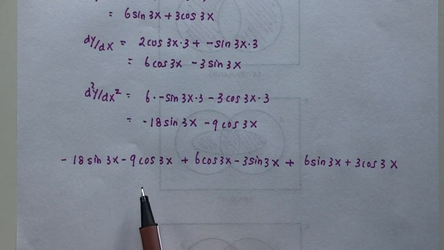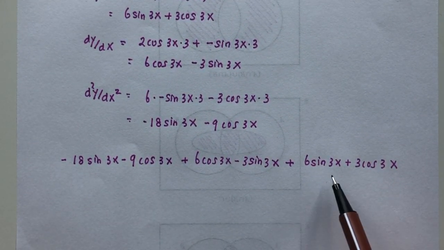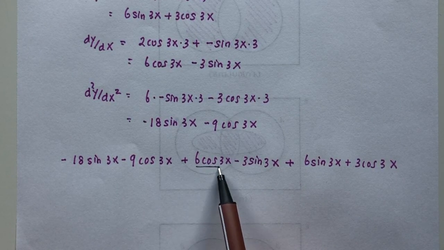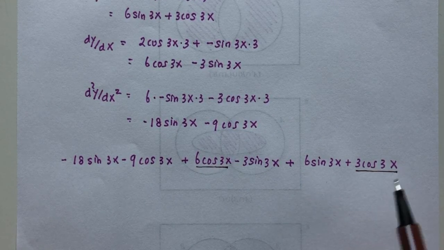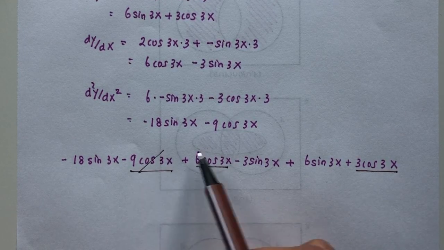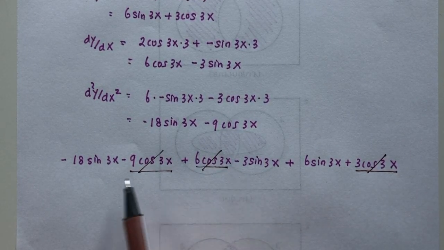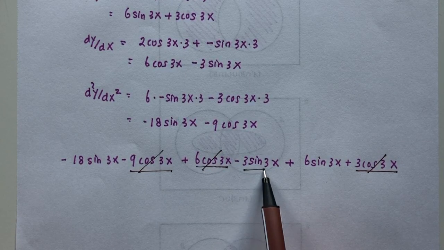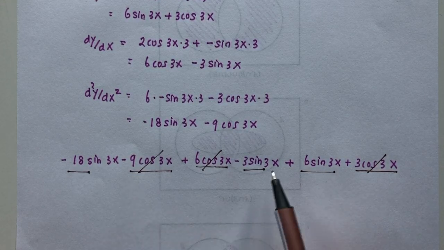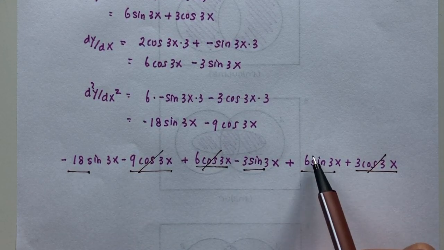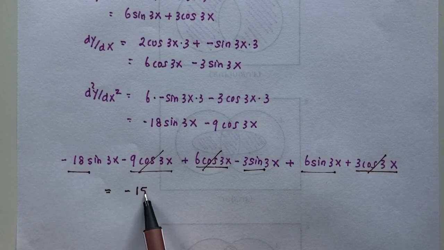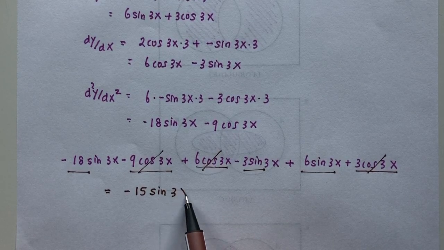So let's look at the cos terms. So cos terms will have plus 6, we have plus 3, and minus 9. So 6 plus 3 is 9, minus 9 will be 0. So cos will go away. Remaining we will have this remaining. So minus 3, minus 18, and plus 6. Minus 3 plus 6 will be plus 3. Plus 3 plus minus 18, that will be minus 15 sine 3x remaining.